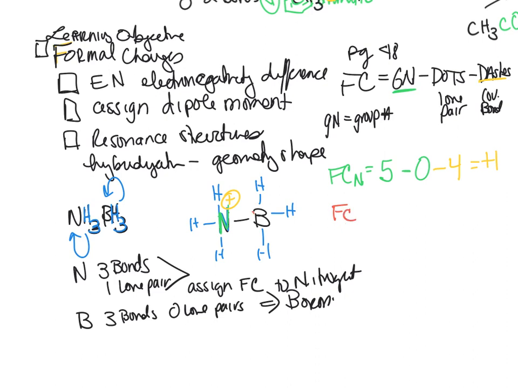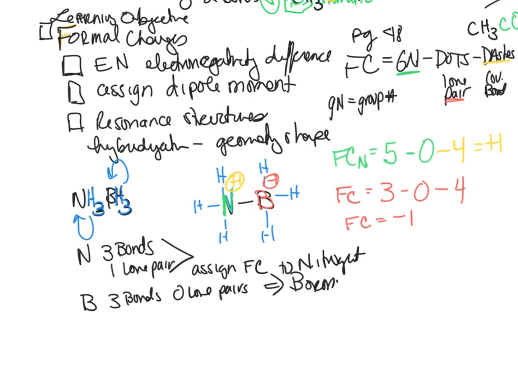So nitrogen gets a plus. Formal charge for boron: boron is in group number 3. It has 0 lone pairs and it has 4 covalent bonds. Formal charge equals a -1. You can just put it up like that, plus or minus, or +1 and -1. And that is how you assign formal charge. So the key is recognizing when you need to assign a formal charge and then being able to do that. Okay, we'll try another.